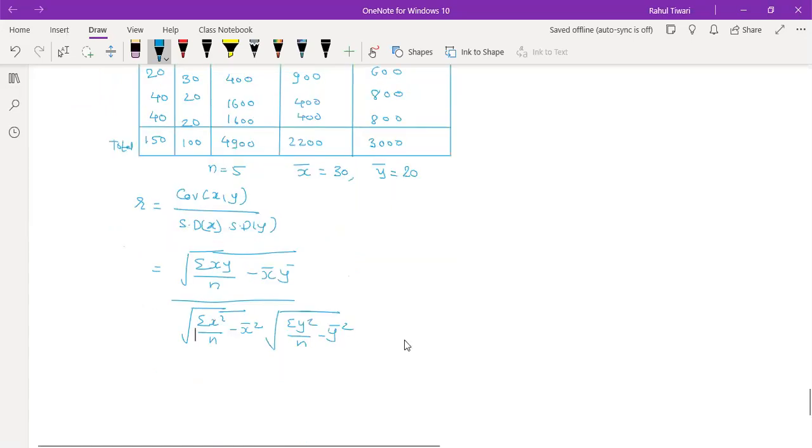So this is equal to what? Sorry, the root will not come here. Root will not come. Yeah, this root goes away. There is only one root in one place, not two.